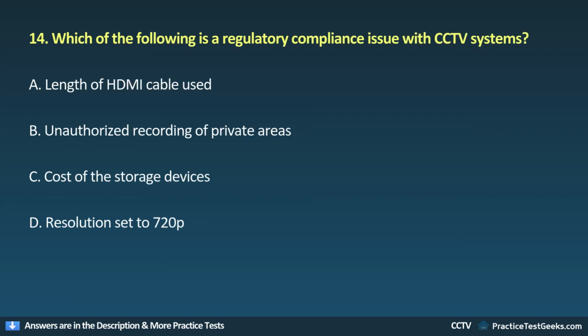14. Which of the following is a regulatory compliance issue with CCTV systems? A. Length of HDMI cable used. B. Unauthorized recording of private areas. C. Cost of the storage devices. D. Resolution set to 720p.